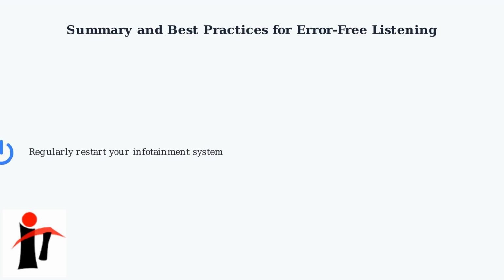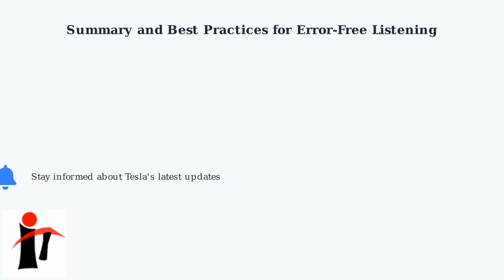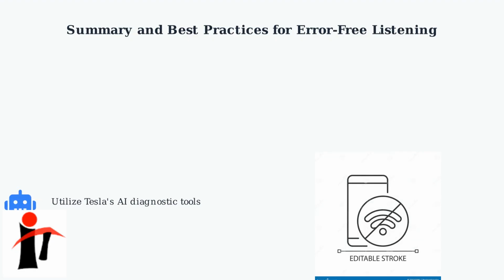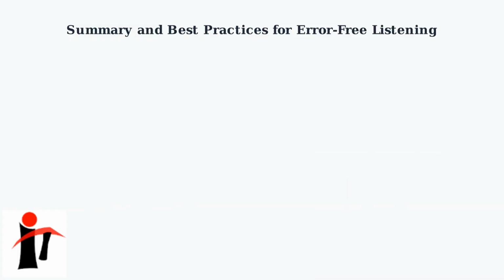Regularly restart your infotainment system. This clears temporary glitches and refreshes authentication tokens, preventing persistent errors. Stay informed about Tesla's latest updates. Monitor Tesla's software release notes and user forums to learn about new features and fixes for media streaming. Remember to utilize Tesla's AI diagnostic tools for quick troubleshooting. These tools can scan for issues and suggest fixes in real time, making problem resolution faster.